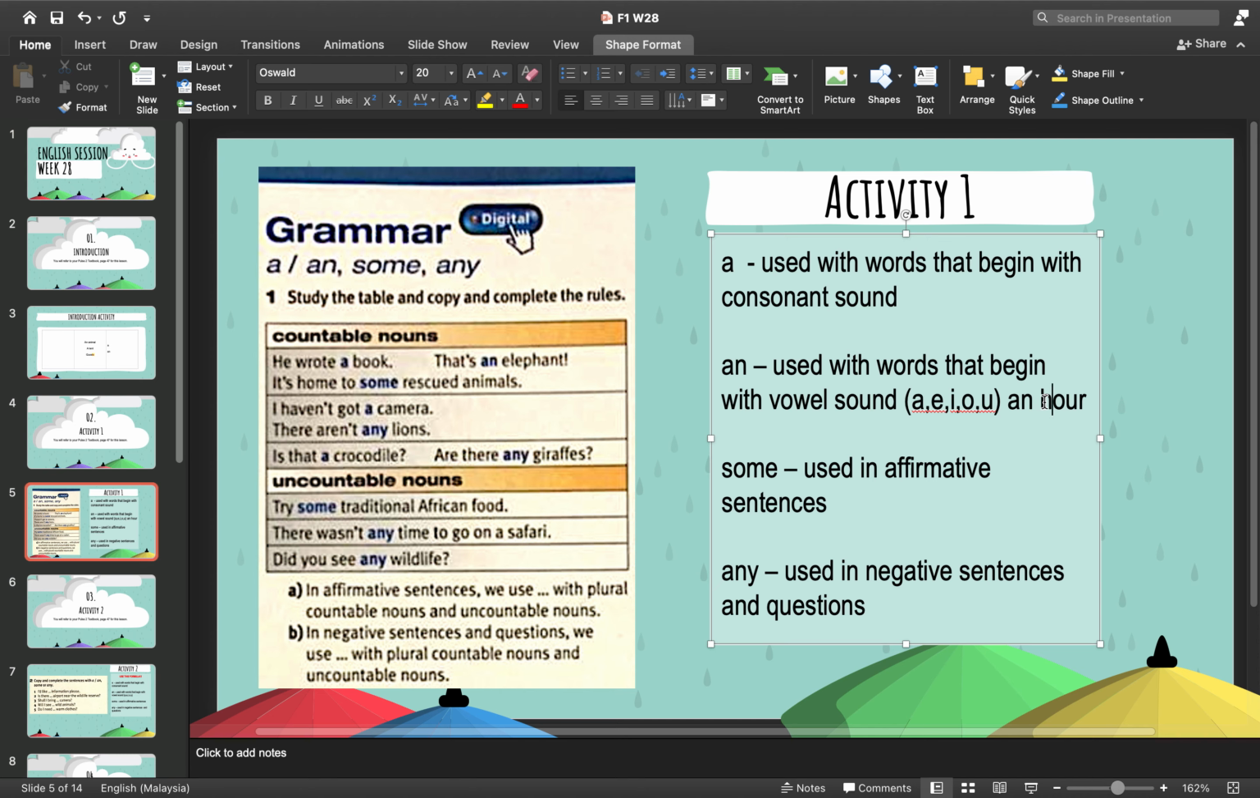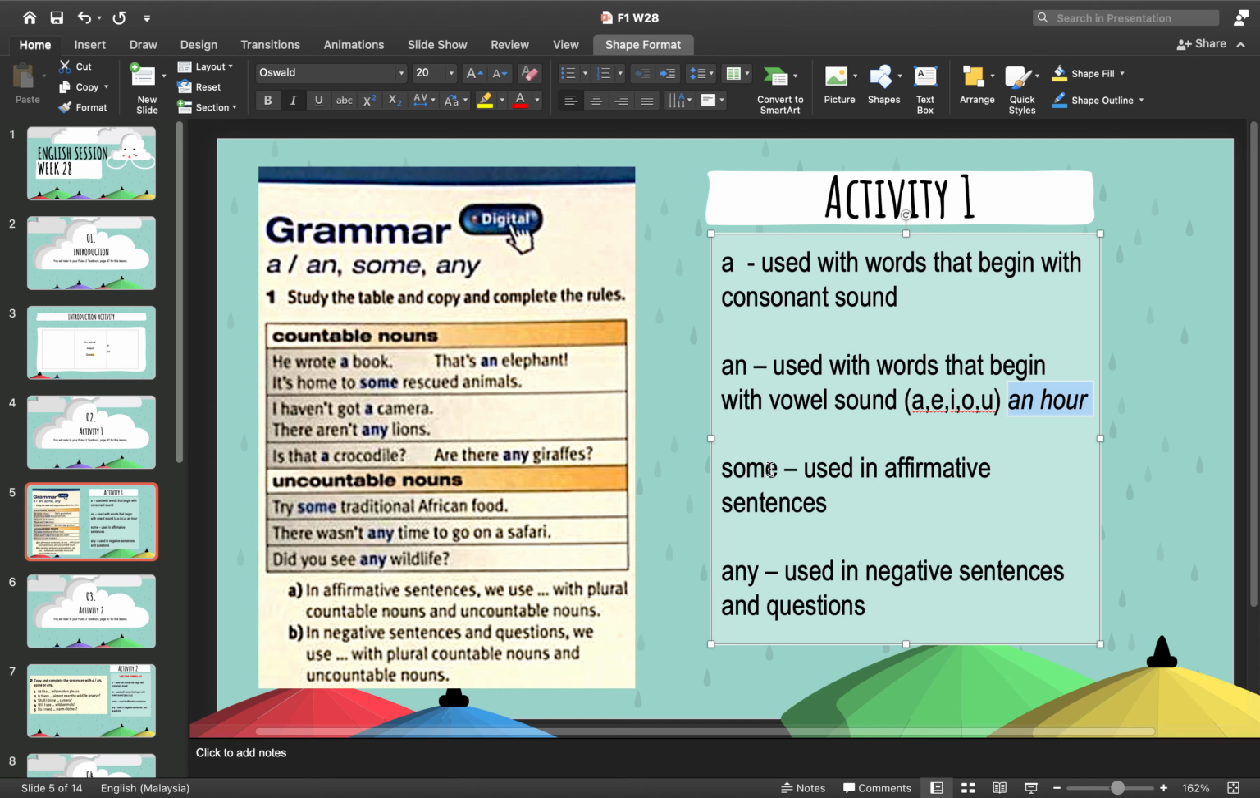For example, right here we have the word hour to indicate time. Okay, how many hours must we do this exercise for? Okay, so if you want to talk about an hour, 1 hour, so you must use the word an. Okay, even though it has the letter H at the front of it, but the letter is silent, so we cannot use the article a. Okay, because it has the sound of a vowel. An hour. Okay, I hope that's clear.